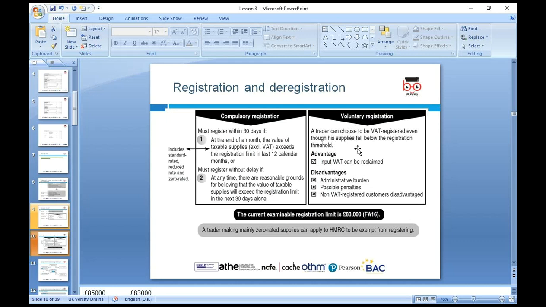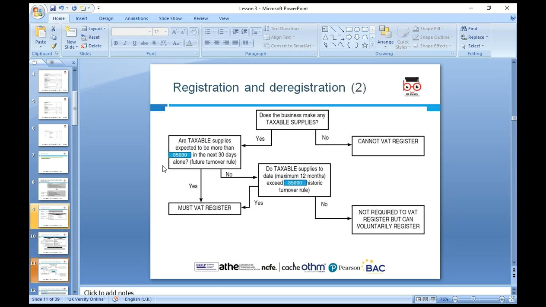A trader can choose to be VAT registered even though the supply falls below the registration threshold, and input VAT can then be claimed. Disadvantages: administrative burden, since you have to keep records, which can be a problem. Possible penalties if we do not properly submit the return. And non-VAT registered customers can be a disadvantage. The current examinable threshold was 83, but now we have 85 in this tax year. A trader making mainly zero rated supplies can apply to HMRC to be exempt from registration. Any question? No, this is fine.